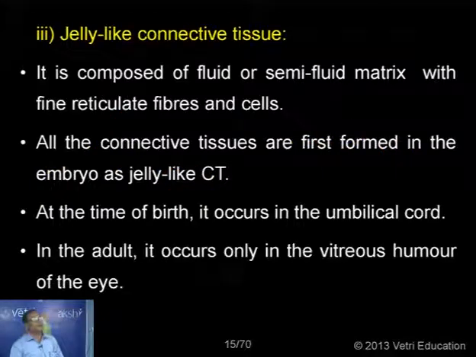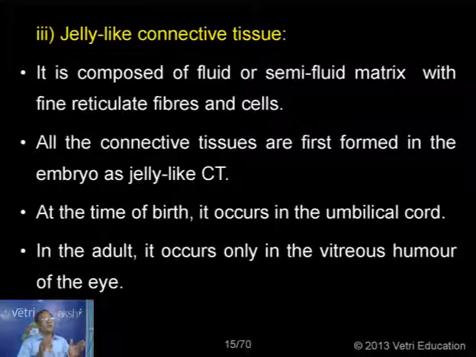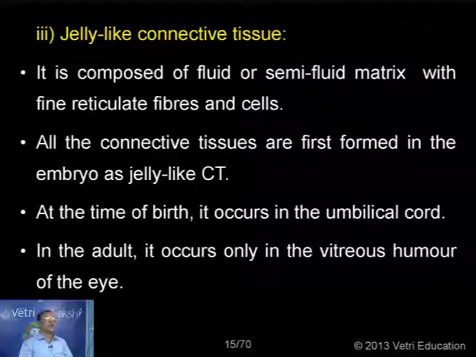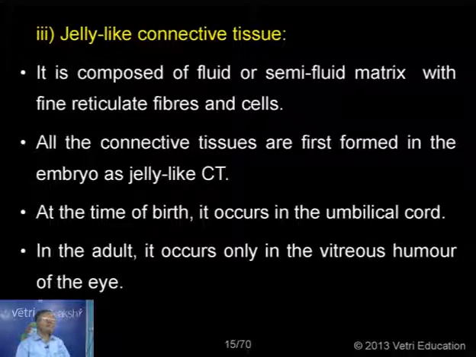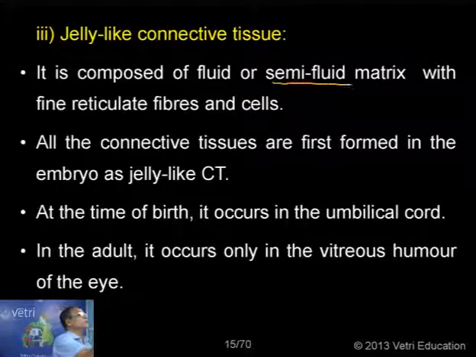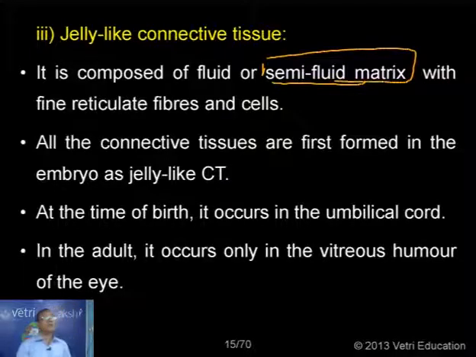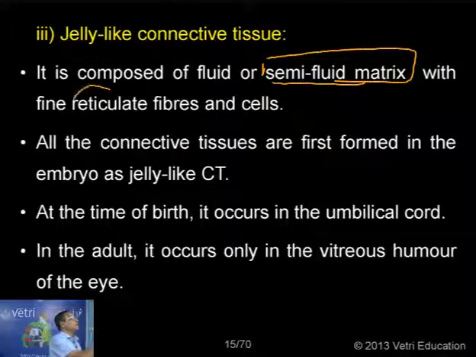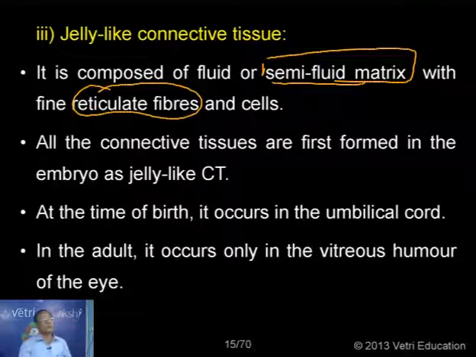Now the third type of loose connective tissue is the jelly-like connective tissue, because the matrix is jelly-like. A large amount of matrix means a large amount of fluid. Whenever we say jelly-like, it is not in a fluid state or a solid state, but in a semi-fluid state. That's why the name jelly-like connective tissue is given. And here we have reticular fibers made of collagen, along with different types of cells.